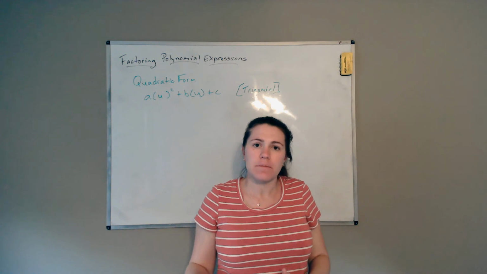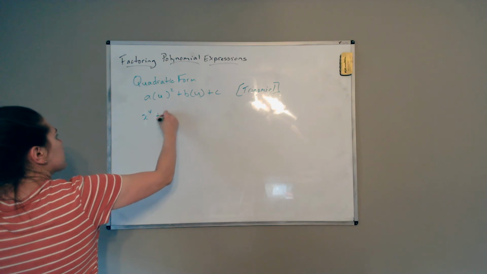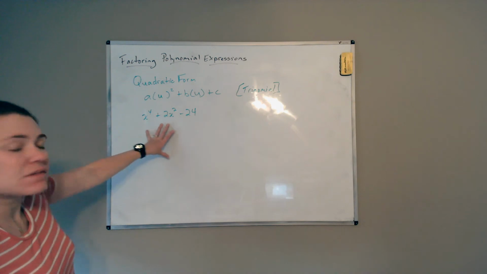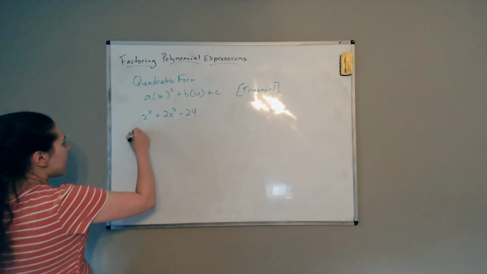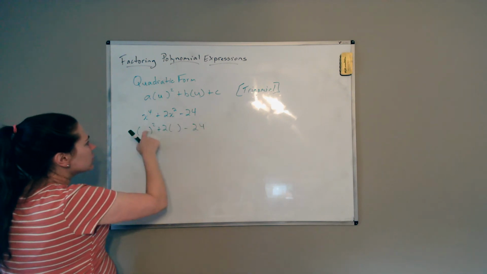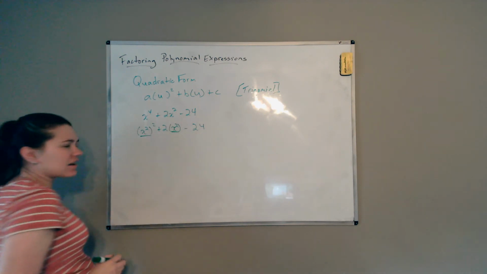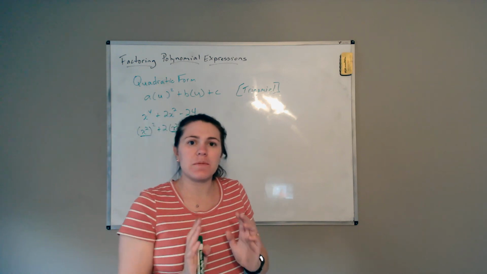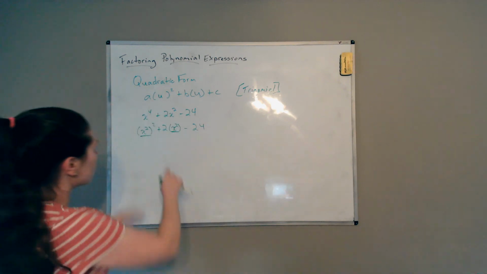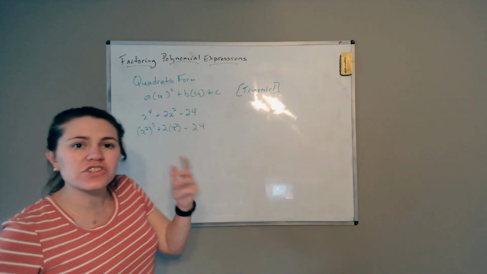So for example, x to the fourth plus 2x squared minus 24. This mimics a quadratic because I can write this like so. And these two would be the same thing. This would be x squared. So as long as these two are exactly the same, this is very similar to being a quadratic trinomial. It actually is, except your variable is x squared and not just x.